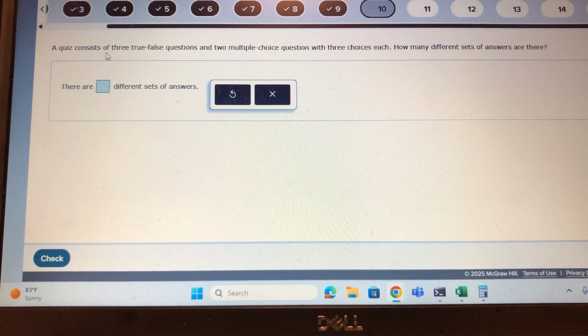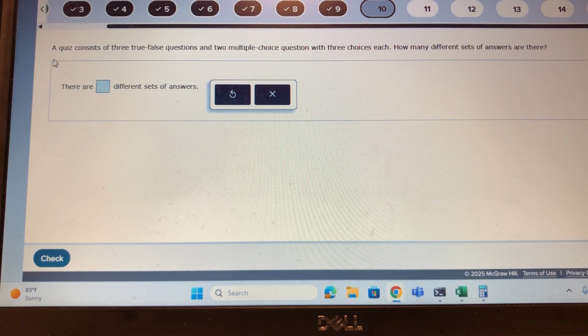Okay, a quiz consists of 3 true-false questions and 2 multiple-choice questions with 3 choices each. How many different sets of answers are there? What if you just randomly guess one of each? How many different ways can you do that on a test?